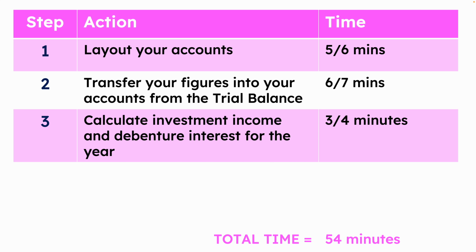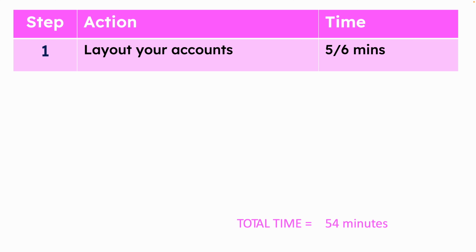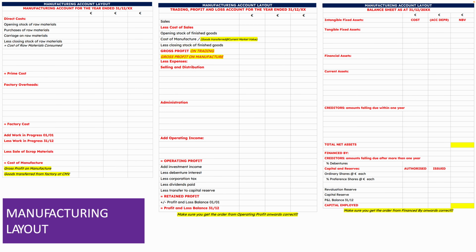So let's get stuck in then. Step 1, you lay out your accounts. So this is the layout of a manufacturing account. You can see that it is just a simple trading profit and loss and balance sheet, but with an additional manufacturing account thrown in there at the start.